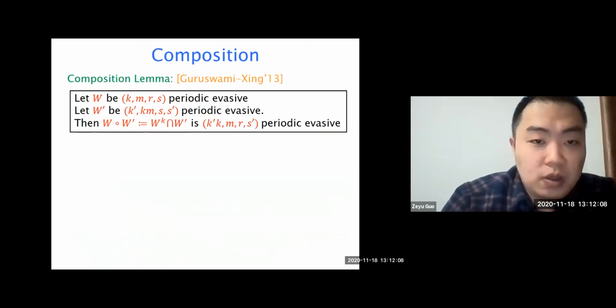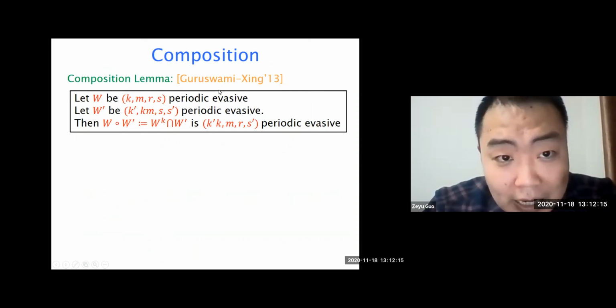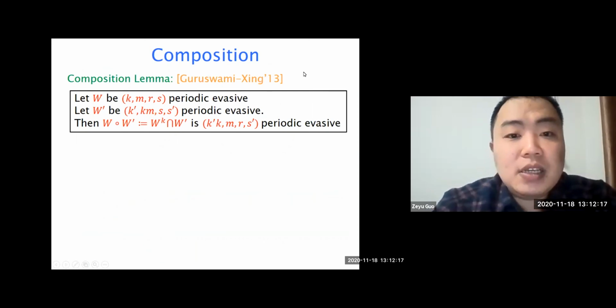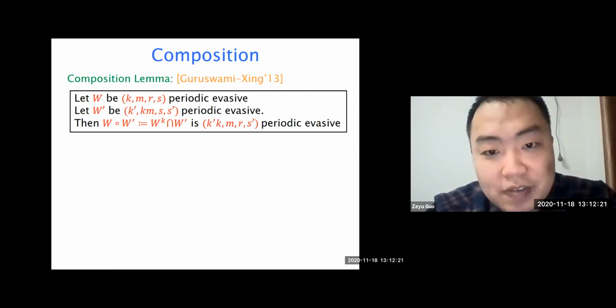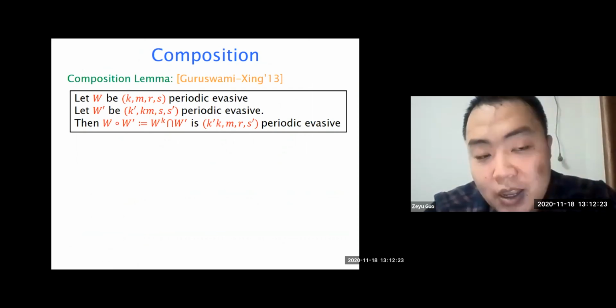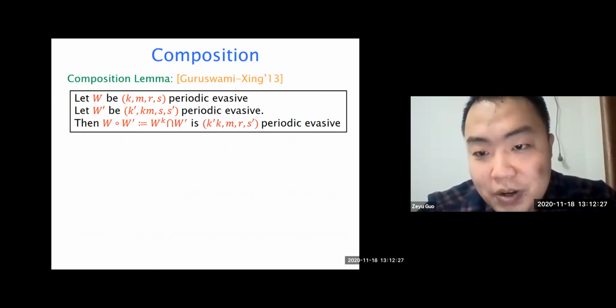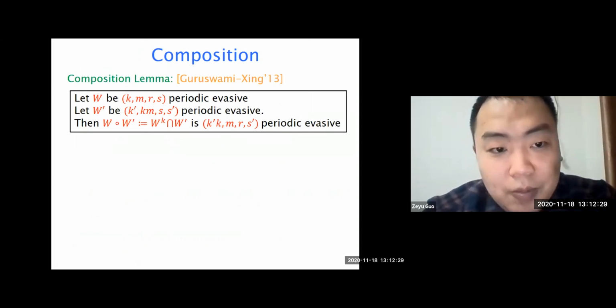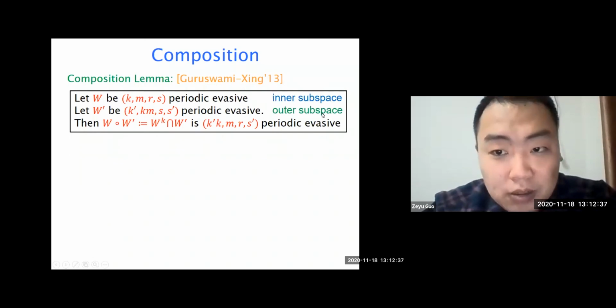And here's a new idea introduced by Goswami and Xin called composition. They put a composition lemma which says if you have a periodic evasive subspace W and another periodic evasive subspace W prime, then you can compose them to get a new periodic evasive subspace. And the composition is defined to be W to the K intersect with W prime.